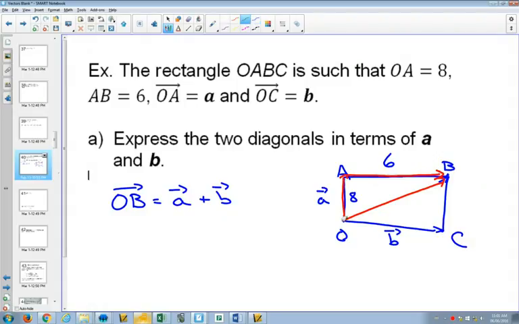The other diagonal depends on how you want to draw it. If you drew the other diagonal from A to C, or C to A, as long as you labeled it, both answers would be considered correct. Now, if I'm going from A to C, first I'd have to go negative A and then go from O to C.